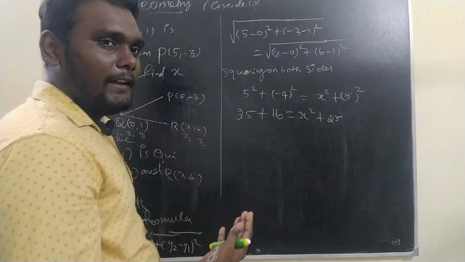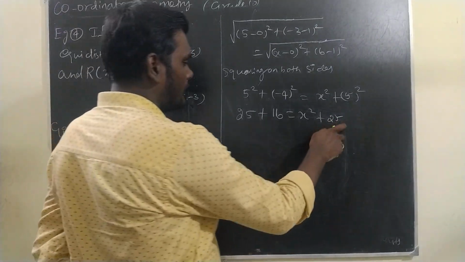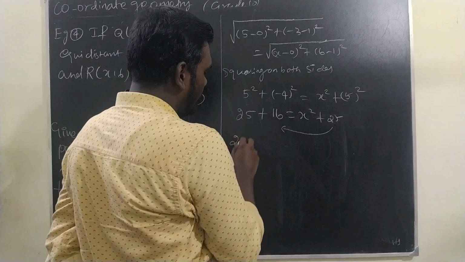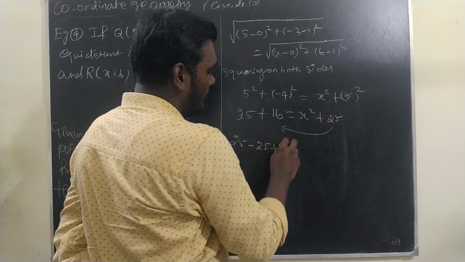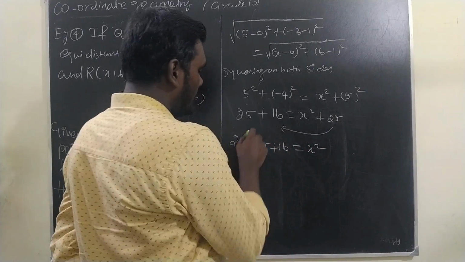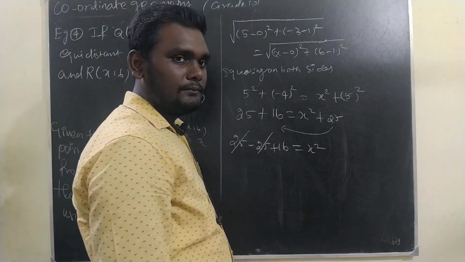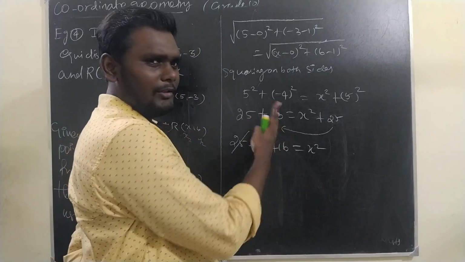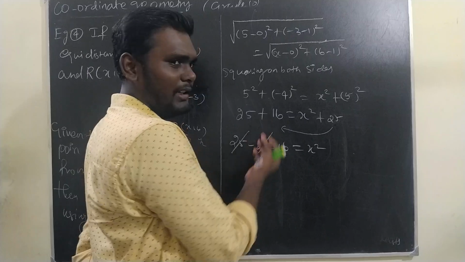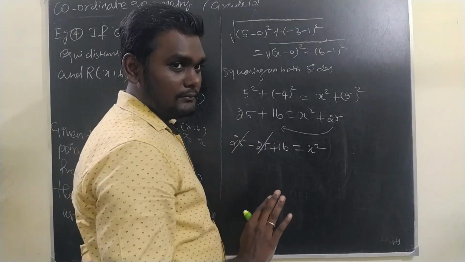Now, numbers on one side, variable on one side. Transpose this 25 to the other side. What you will get is 25 minus 25 plus 16 equals x square plus 25 minus 25, which cancels. Or else you can add this, not a problem. 41 minus 25 is 16.